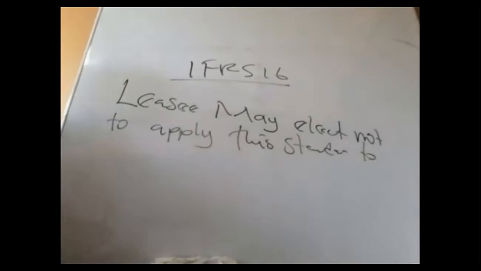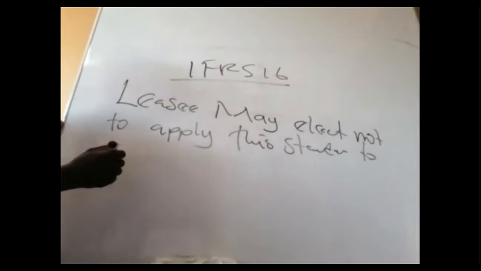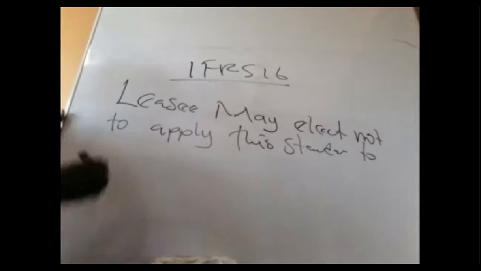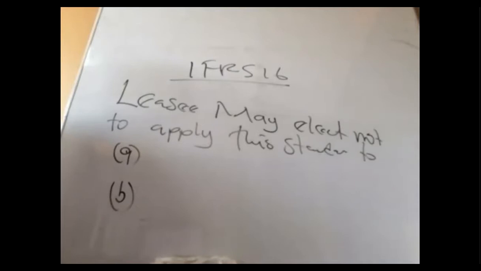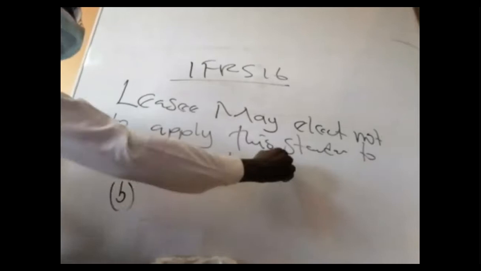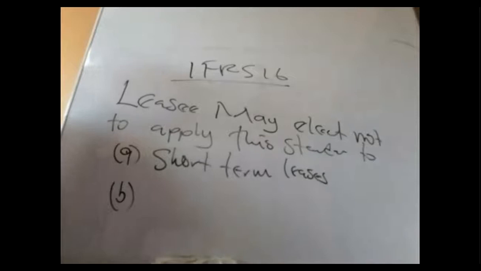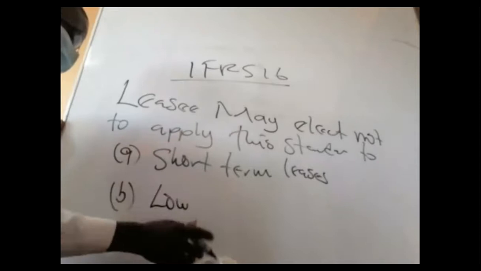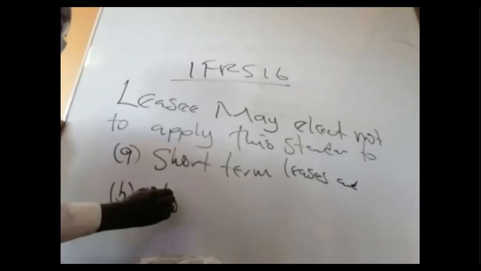In other words, I'll explain the actual meaning of this term. Number one and number two, only two conditions. Number one, short-term leases. So these are within what? One year. These are within one year. Short-term leases. Then number two, low value items. Leases where the underlying asset is a low value item. That is low value item.